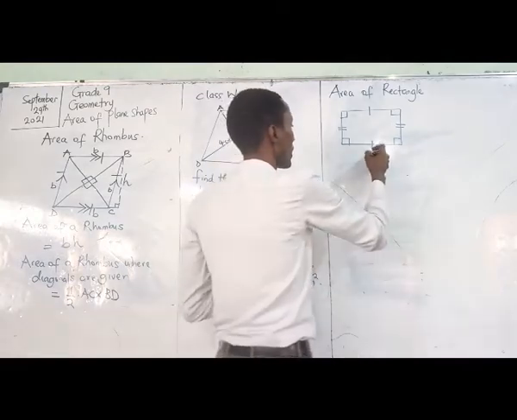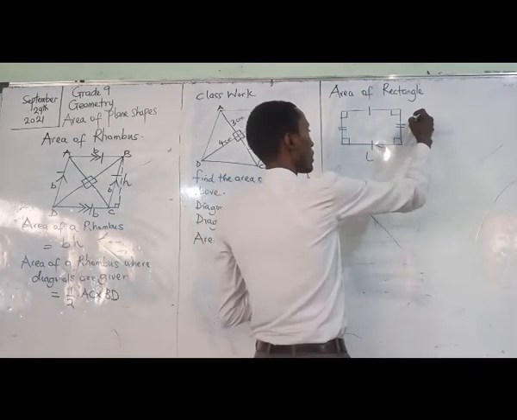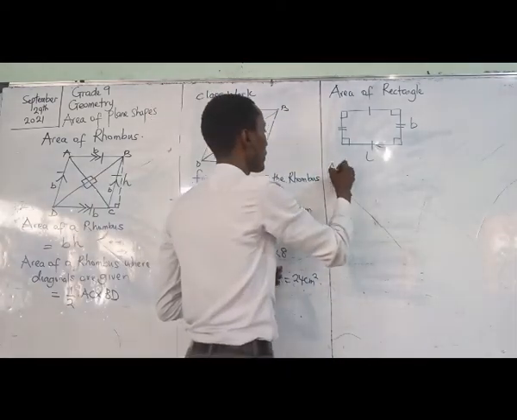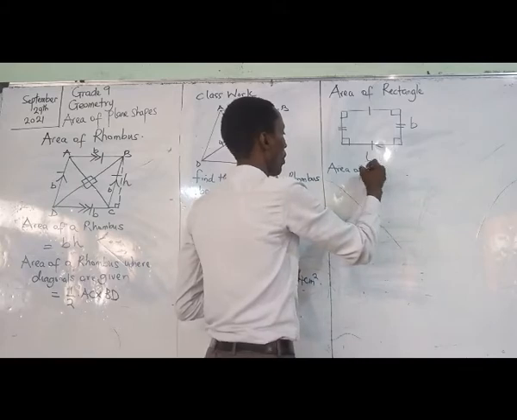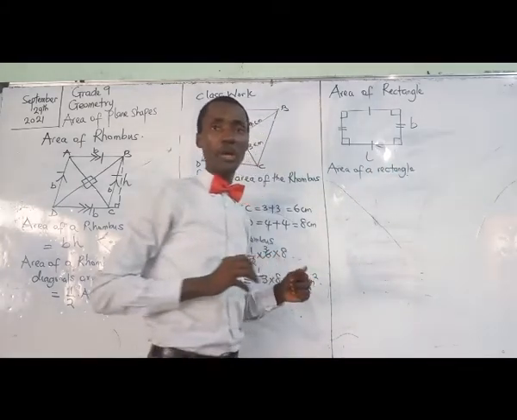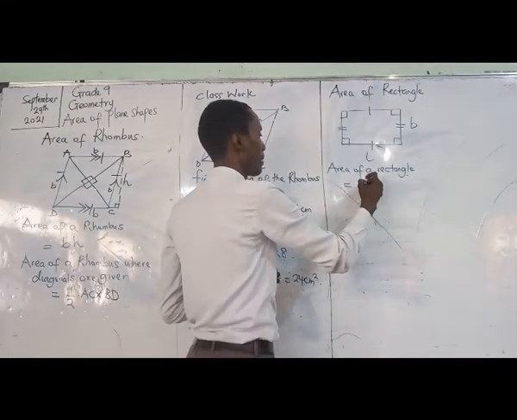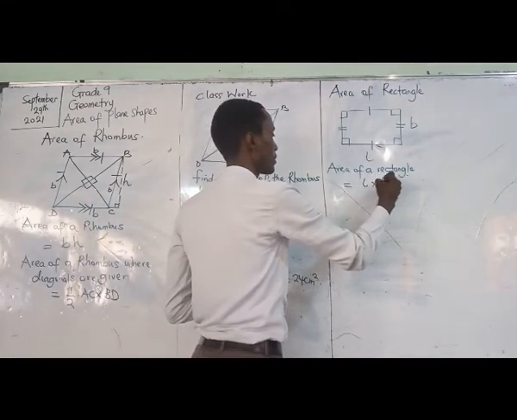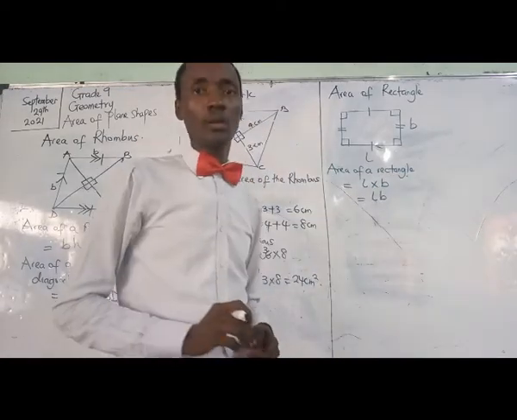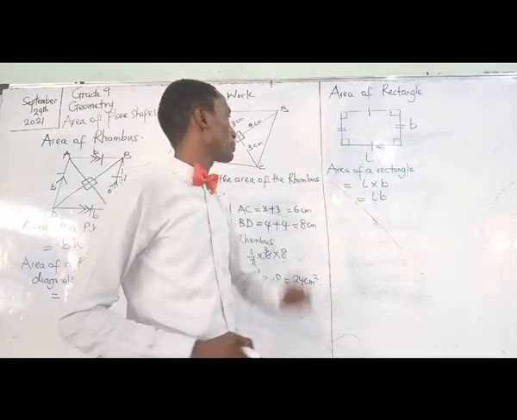So if this is length, this will be what? Breadth. So what would the area be? The area of a rectangle will be equal to length times breadth, which will be LB. So this is quite okay, and you can see that that's quite straightforward and simple.